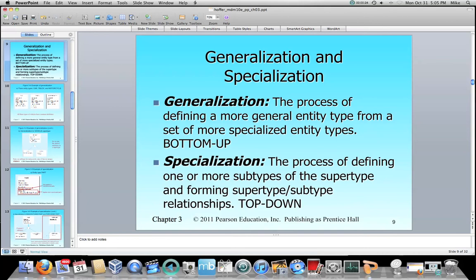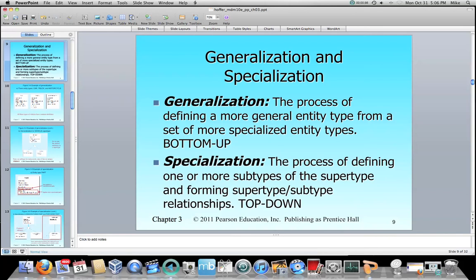entity set. So generalization is what's known as bottom up. In other words, we have multiple entities. We realize that these multiple entities share common attributes, and therefore we create a supertype and leave some attributes in the subtype entities.